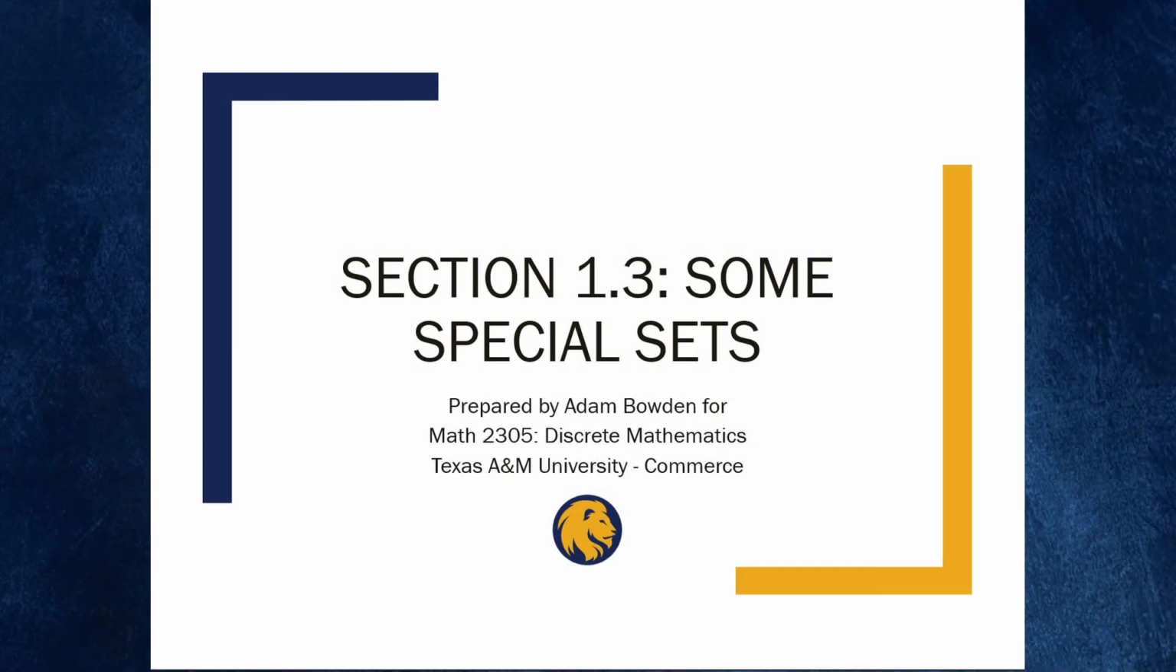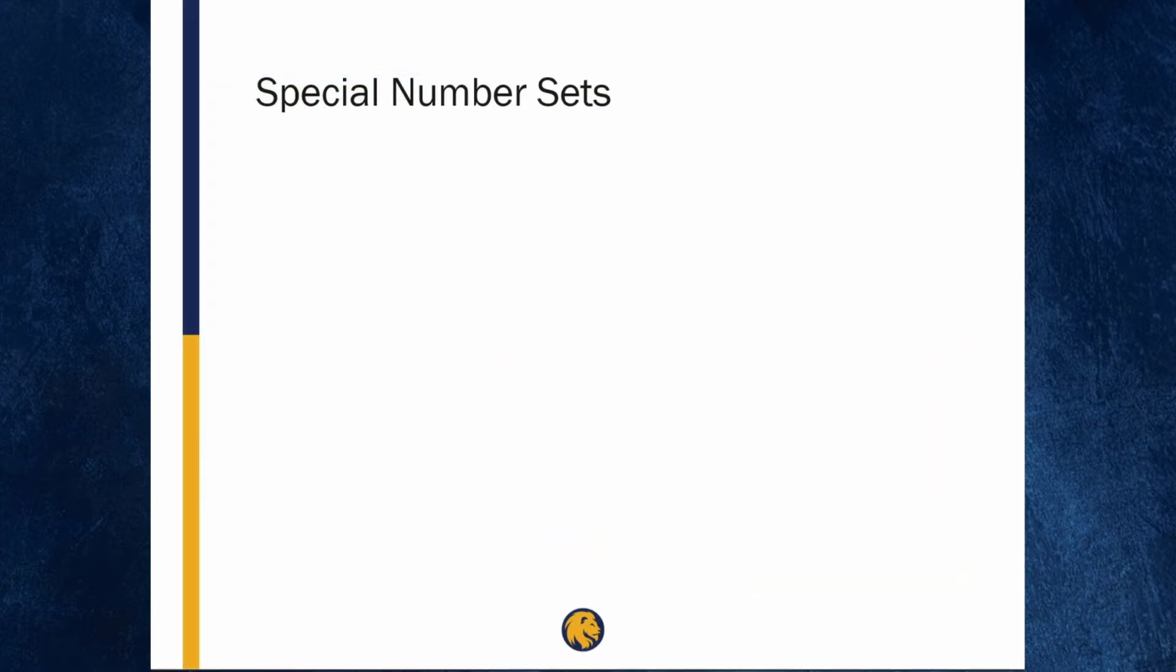In section 1.3, we're going to be talking about set notation and, in particular, some special sets. To start off with the special number sets that we refer to, the first is the natural numbers. We're going to denote that with this double bar N. And the natural numbers are the numbers 0, 1, 2, 3, 4, 5, 6, and so forth. So it would be the positive integers, and 0 is considered a natural number.